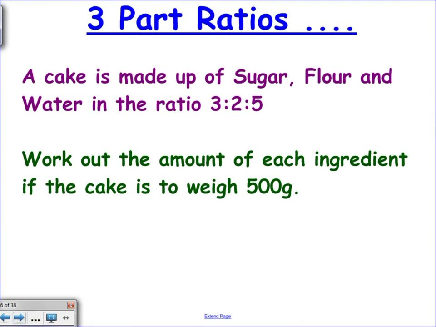So, here's an example then. A cake is made up of sugar, flour and water in the ratio of 3 to 2 to 5. Work out the amount of each ingredient if the cake has to weigh 500 grams. Okay? Have a go at that one. See how you get on.